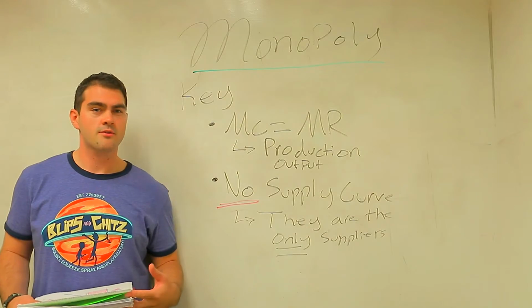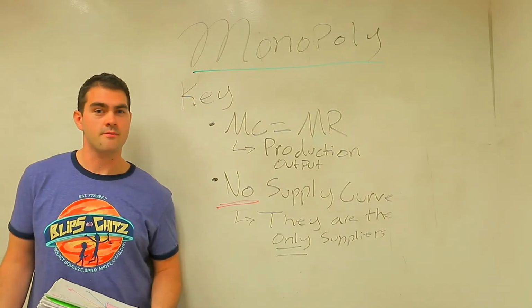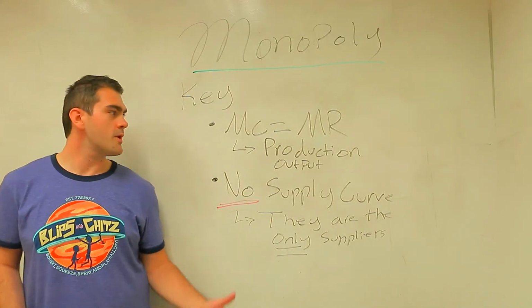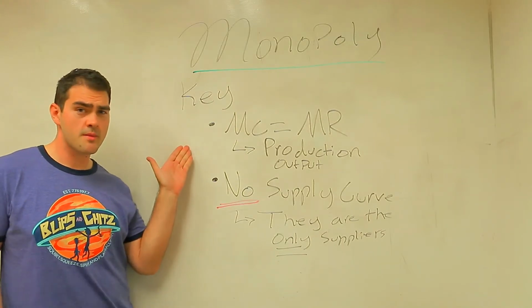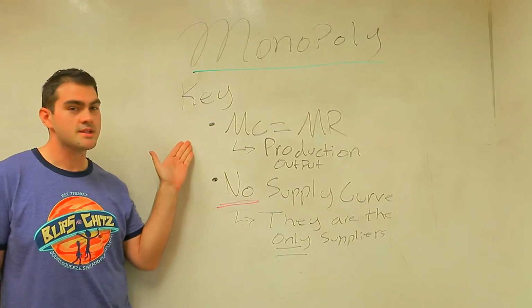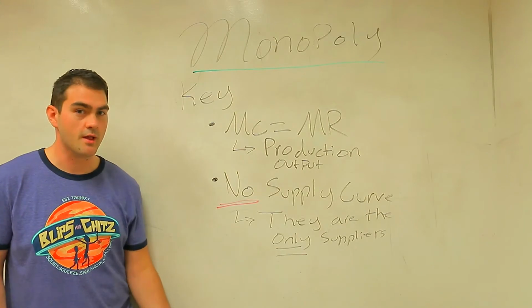Today we're going to be looking over how to visually interpret a graph of a monopoly. But first we have to look over some key features. We all know that every profit maximizing firm is going to produce where MC equals MR. That's going to be their production output. That's where they're going to want to produce those units to sell.